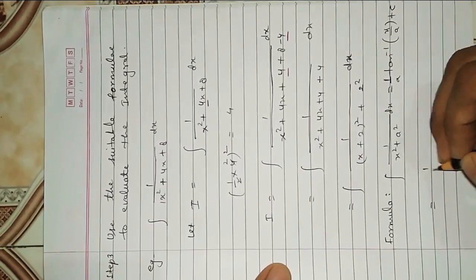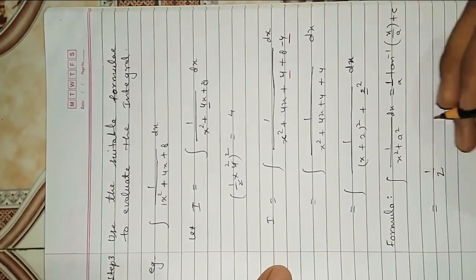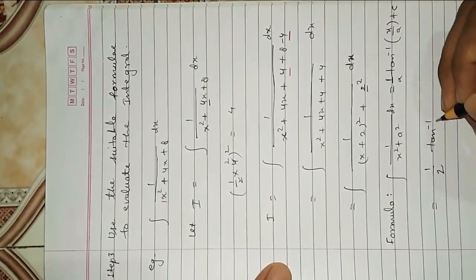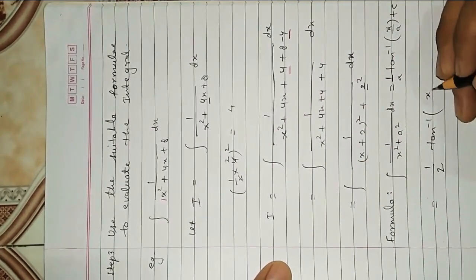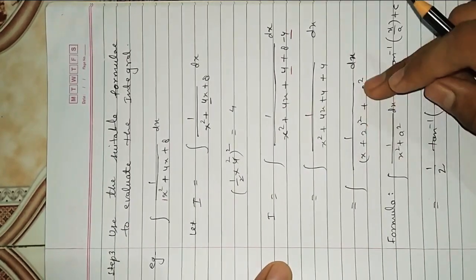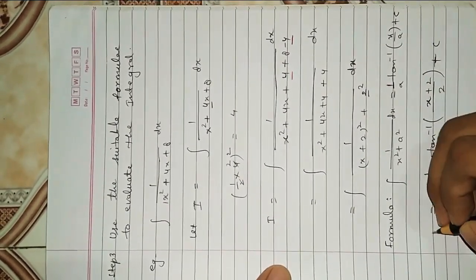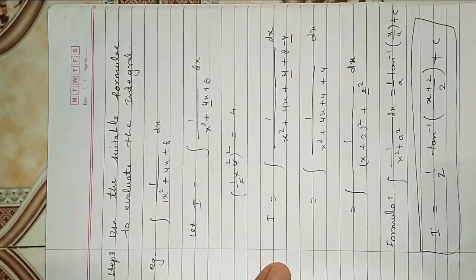So you will get what is here, a, 1 by 2. So I am going to write down 1 by 2 tan inverse, and what is x? Here x is x plus 2. So I will replace x by x plus 2 upon, and what is a? 2. So these are the formula, and this is our solution which I have got from here.